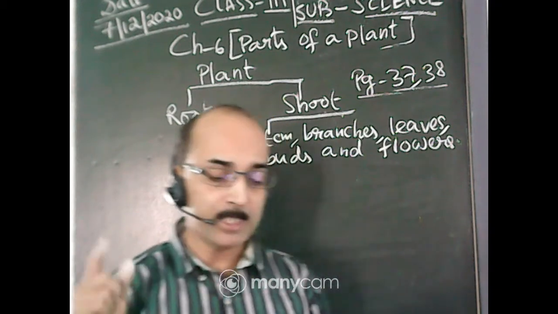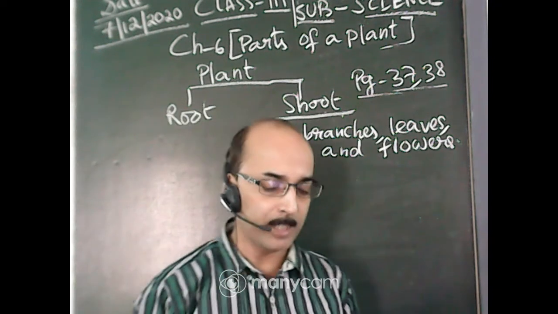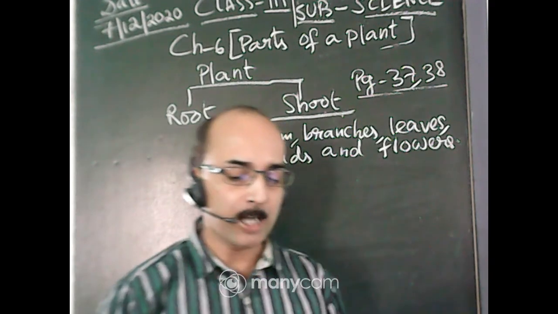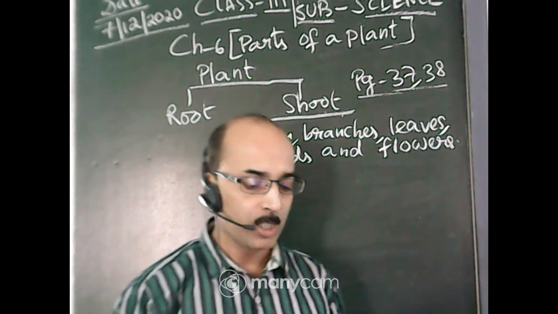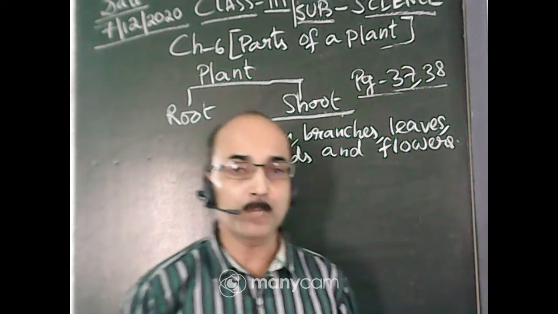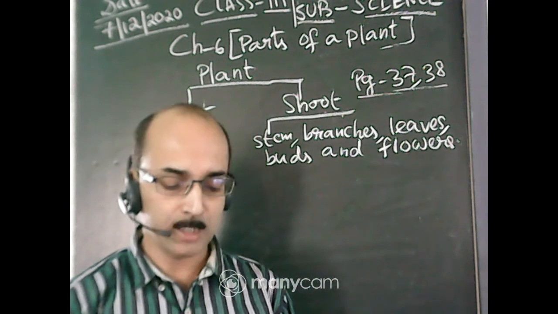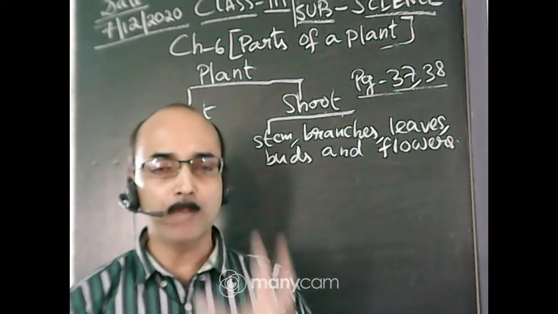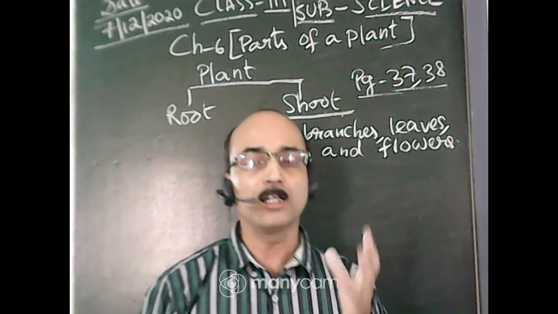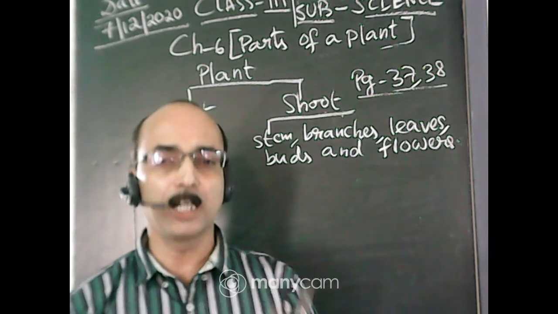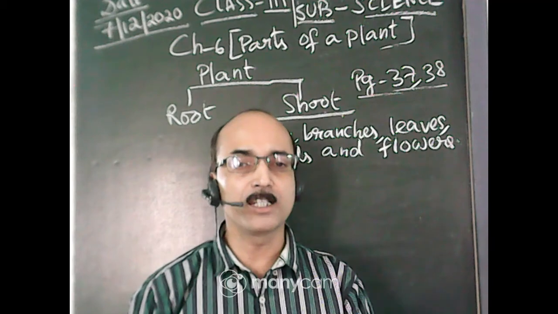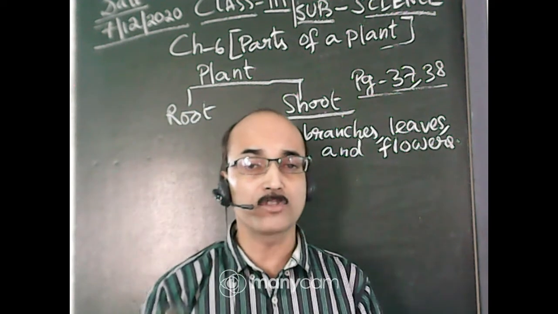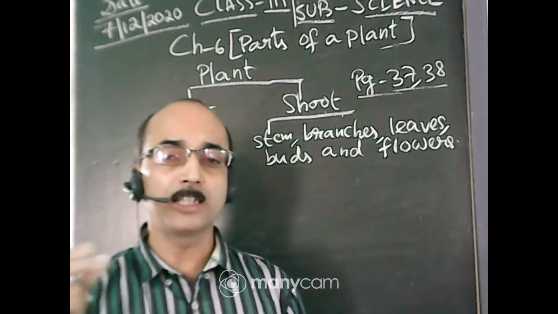Stem is the main part of the shoot. It bears branches, buds, leaves, flowers and fruits. Different plants have different types of stem. Okay, understood? Some stems are soft, some stems are very hard, thick and hard. For example, trees have very hard, thick and woody stems.